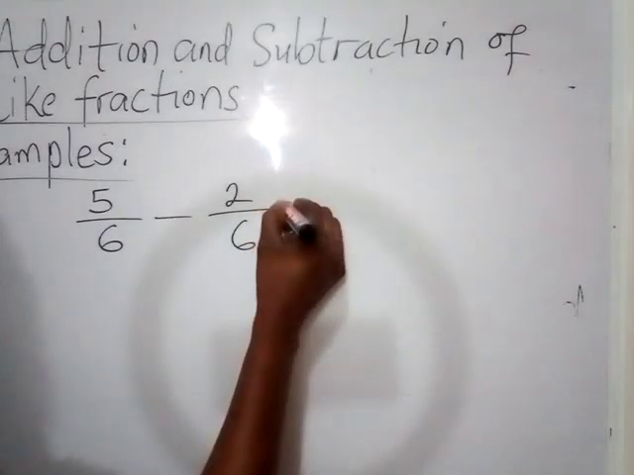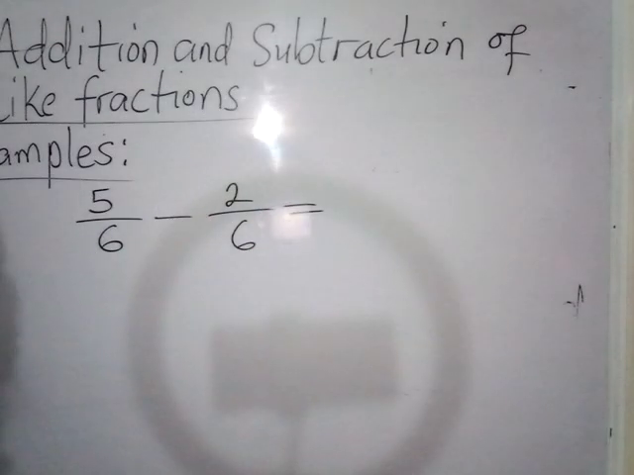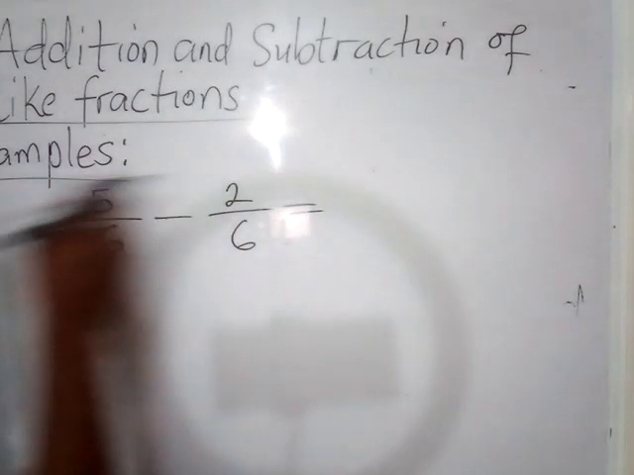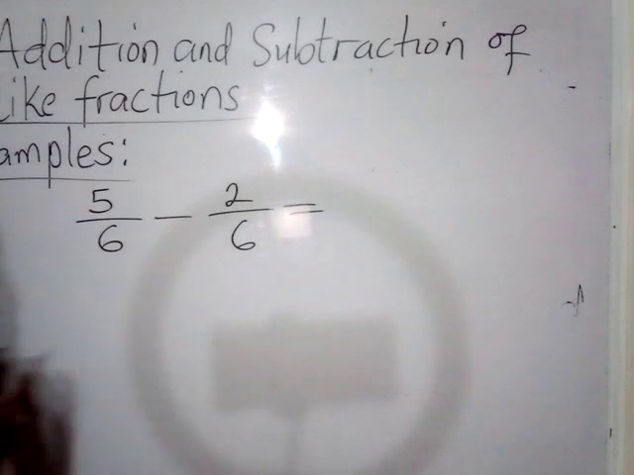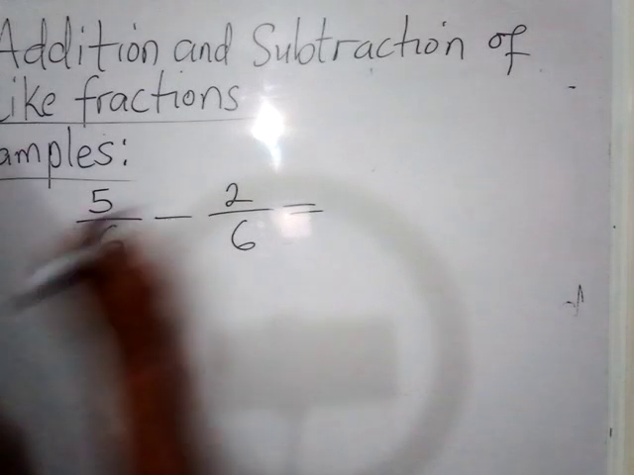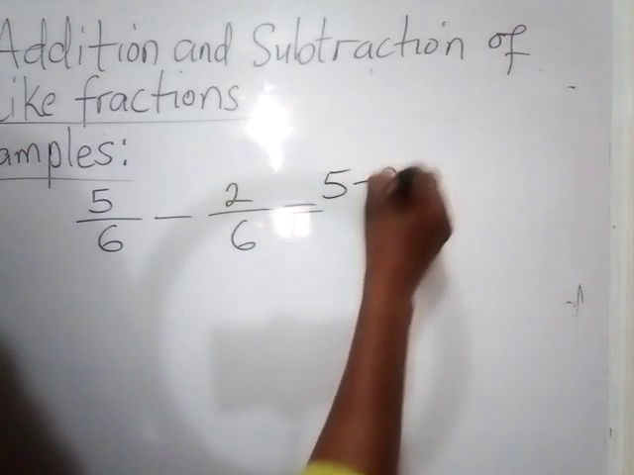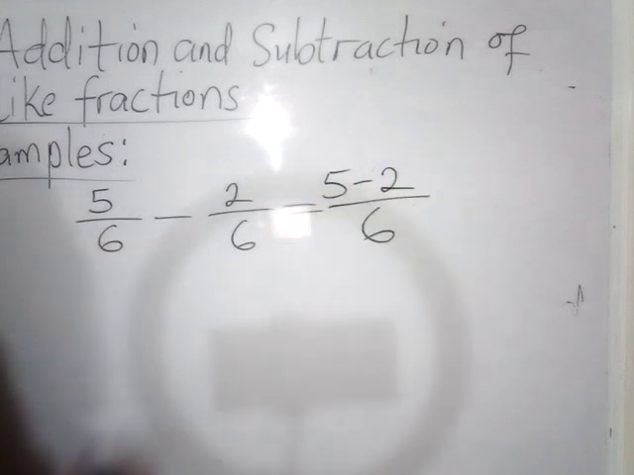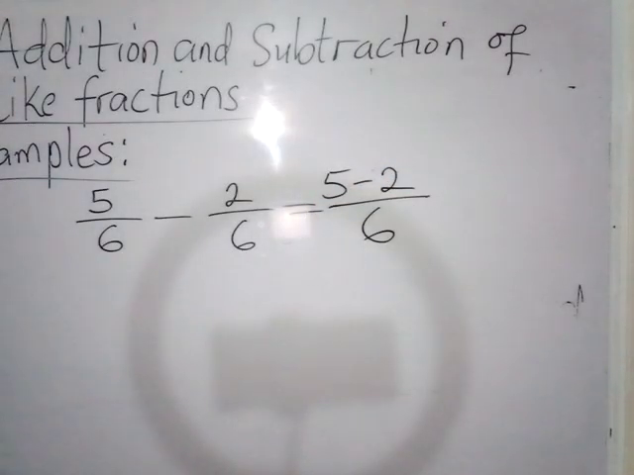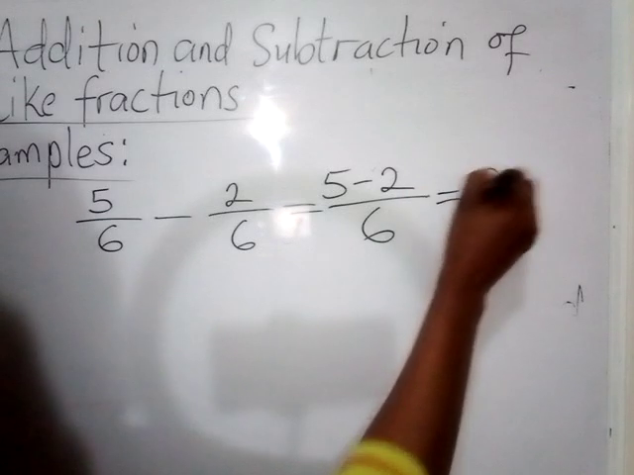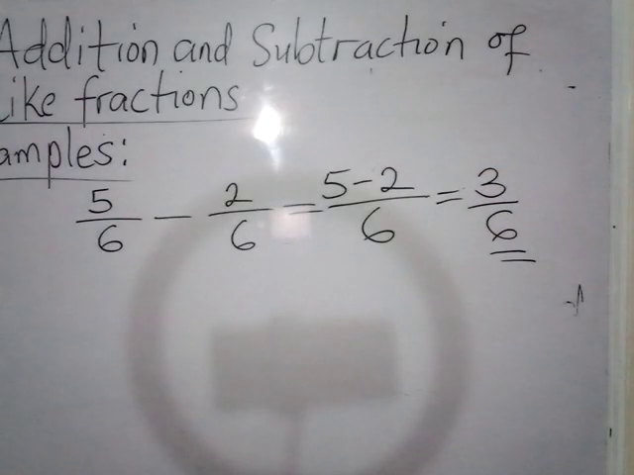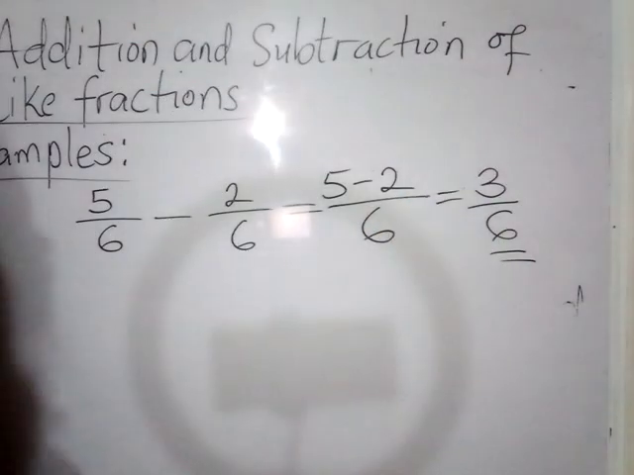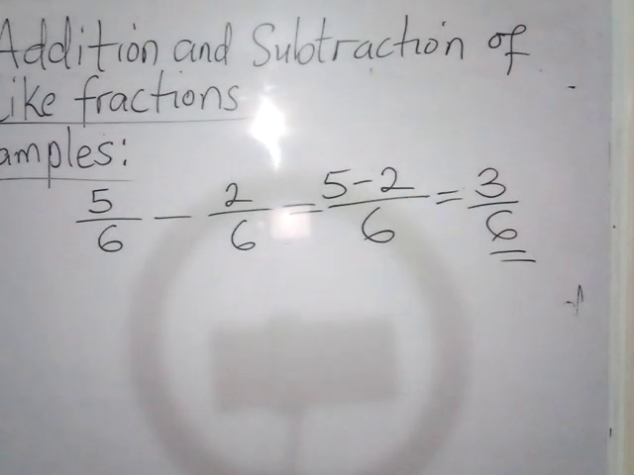Okay, so here, like we did in the case of addition, we're simply going to subtract the numerators. Remember, the denominators are the same, so we're not doing anything there. So here you have 5 minus 2 over 6, and 5 minus 2 is what? 3 out of 6. Now I'm going to leave this 3 out of 6 just the way it is, because at this level I don't want to stress you with lowest common factor and stuff like that.